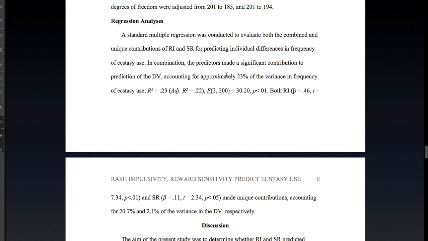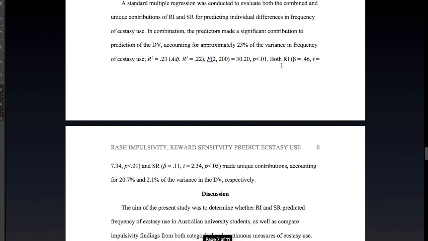So in combination, the predictors made a significant contribution to prediction of the DV, accounting for approximately 23% of the variance in frequency of ecstasy use. And then we give the R-squared values and the adjusted R-squared values. I normally like to go with just the adjusted R-squared values, but anyway. And saying P less than 0.01, so yes, it was significant.